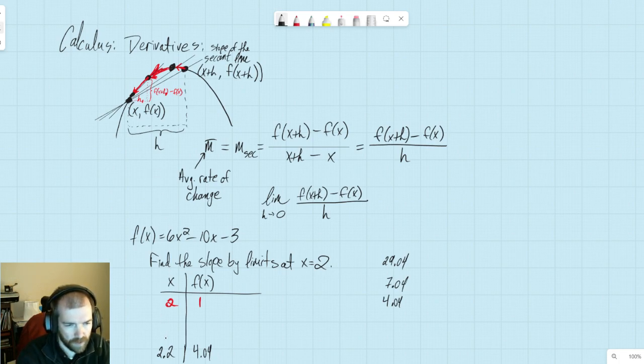Okay, and then we say, all right, let's try 2.1. It's going to be 4.41 times 6, which is 26.46. Minus 2.1 times 10, so minus 21 from here is 5.46. And then minus 3 is 2.46.